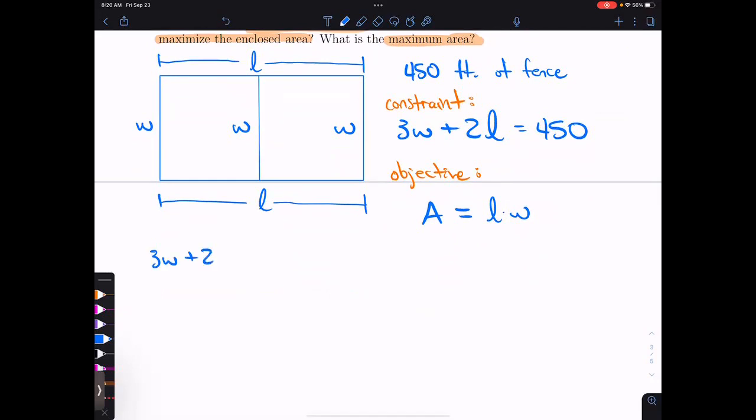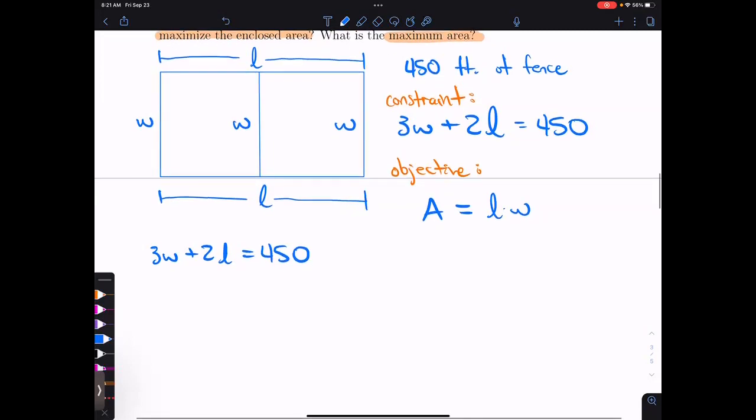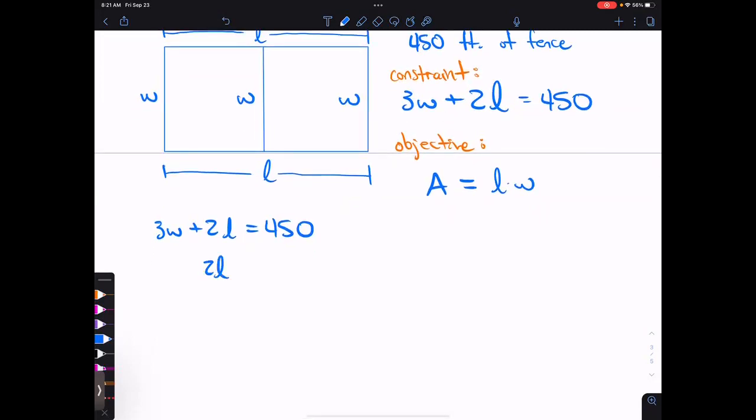Sometimes one might be a little easier than the other. Here, it's going to be kind of a toss-up because either way, you're going to divide 3 by 2 or 2 by 3. So you're going to have some kind of fraction somewhere either way, right? So it doesn't really matter. And 450 is divisible by both. So 2L is 450 minus 3W.